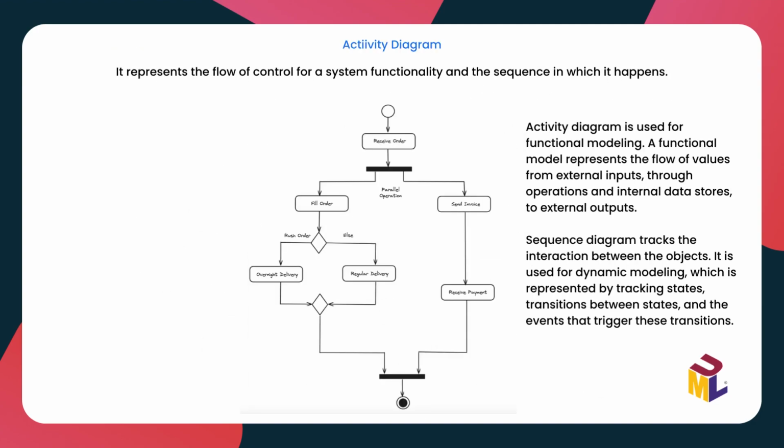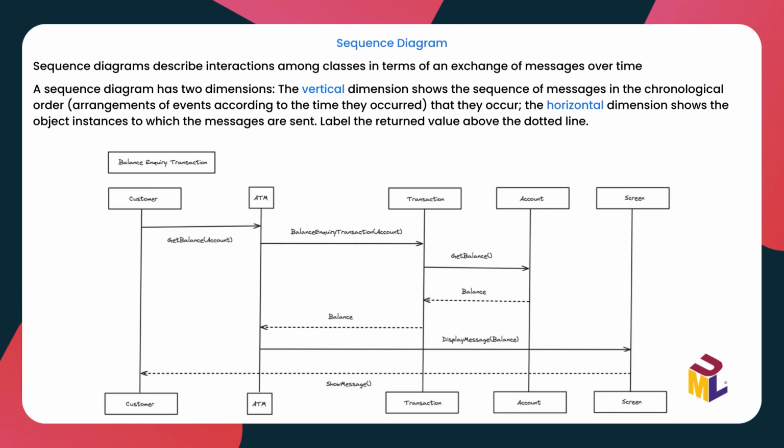Activity diagram represents the flow of control for a system functionality. Activity diagram is used for function modeling, whereas sequence diagram is used for dynamic modeling, and it is represented by tracking states. Sequence diagrams describe interactions among classes in terms of an exchange of messages over time. Vertical dimension shows the sequence of messages in the order events occurred, whereas horizontal dimension shows the object instances to which the messages are sent.